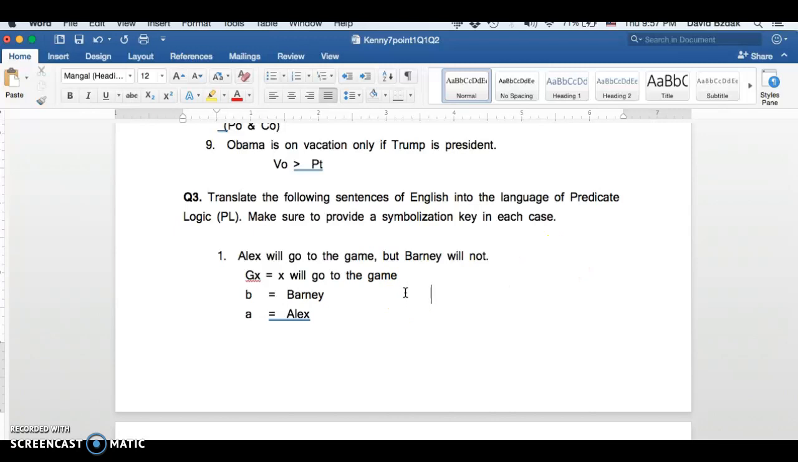Okay, so I'll go over here so I don't go down to the next page. So the first part, this sentence again is Alex will go to the game, but Barney will not. So it's a conjunction, right? The but indicates that there's two things being asserted as true. So the first thing before the but, Alex will go to the game. G, X will go to the game, and lowercase a for Alex. Barney will not, so we need negation. So Alex will go to the game, and it's not the case that Barney will go to the game.